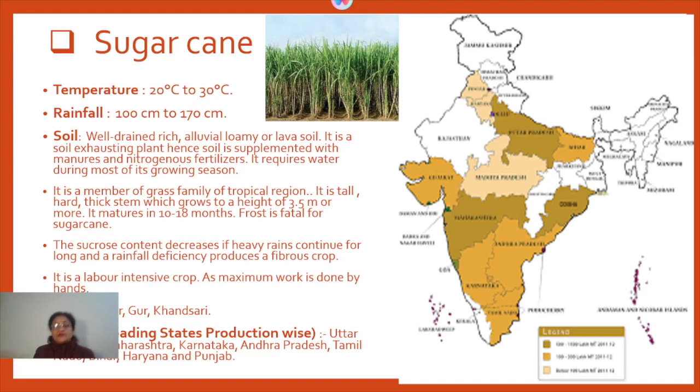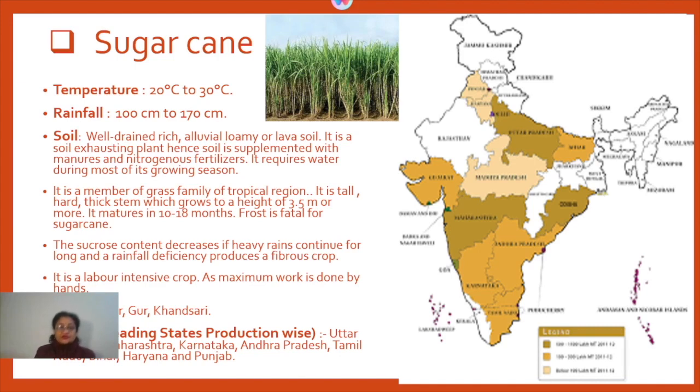Besides this, what type of soil is required for this? Especially well drained, rich alluvial loamy soil, right? Along with that, the lava soil, or you can say the black soil, is very good for this crop. Moreover, as this crop is considered a very soil exhausting plant, at times it requires fertilizers also. After a certain period of time, it needs manures and nitrogenous fertilizers to be used for it.